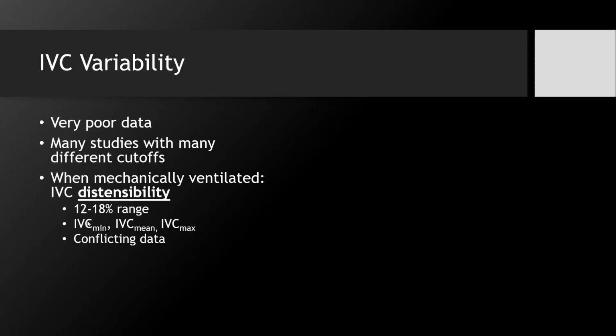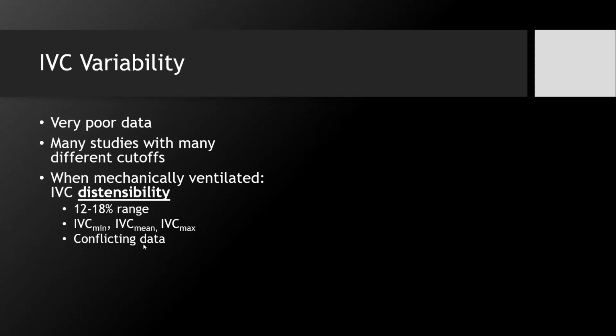And that range that's been studied, for the studies that have tried to use IVC distensibility to associate that with a change in cardiac output, requires a narrow 12 to 18% range. In the different studies, those are the cutoffs that are supposed to help you figure out whether or not a patient is or is not fluid responsive.